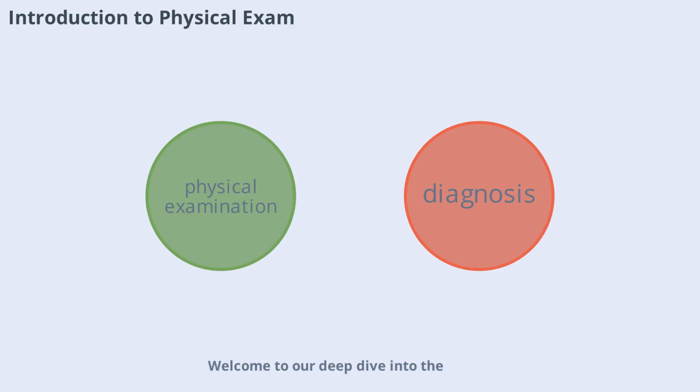Welcome to our deep dive into the essentials of respiratory and cardiovascular physical examination. This process is a cornerstone of clinical diagnosis, allowing healthcare professionals to systematically evaluate a patient's physiological status. The exam is divided into 4 interconnected components: inspection, palpation, monitoring of vital signs, and auscultation. Each step provides unique insights into the patient's health, helping to identify early signs of respiratory or cardiovascular disease.